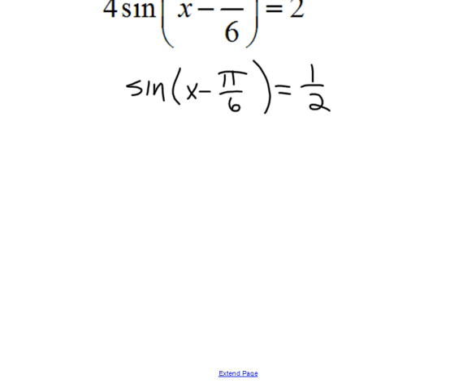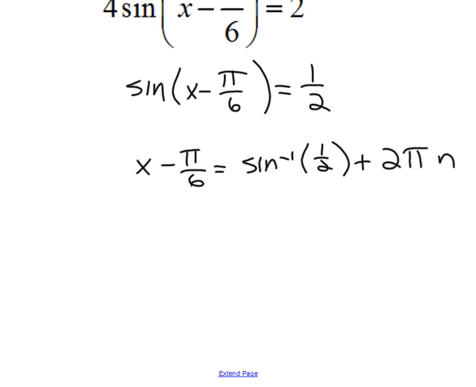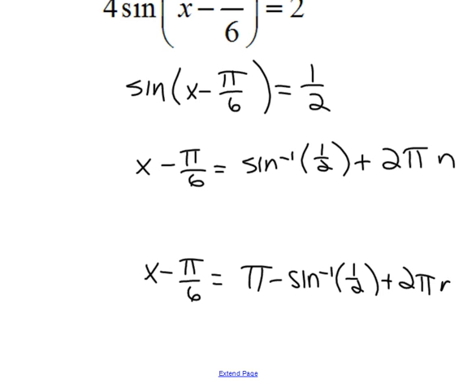And then we are going to inverse sine at this point. So x minus pi over 6 is sine inverse of 1/2 plus, in radian mode, 2 pi n, or x minus pi over 6 is sine inverse, 180. Nope, not 180. We are in radians. Pi minus sine inverse 1/2 plus 2 pi n.